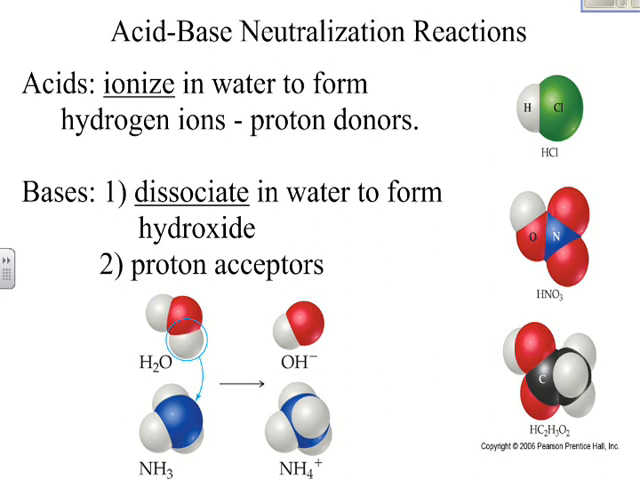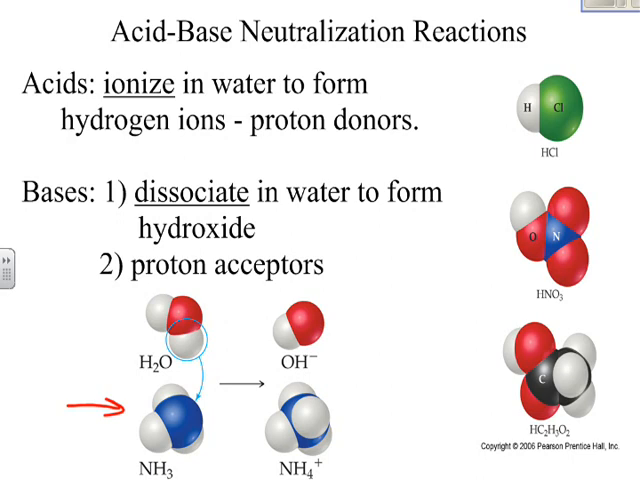Bases dissociate in water. So they break apart into positive and negative ions, usually to form hydroxides. Now, there's a broader category of bases that include things that accept protons. So, for instance, in the picture below here, we have ammonia, NH3, which does not have a hydroxide to break off of it. However, it does accept a proton and become NH4+. So that's what makes the ammonia a base.